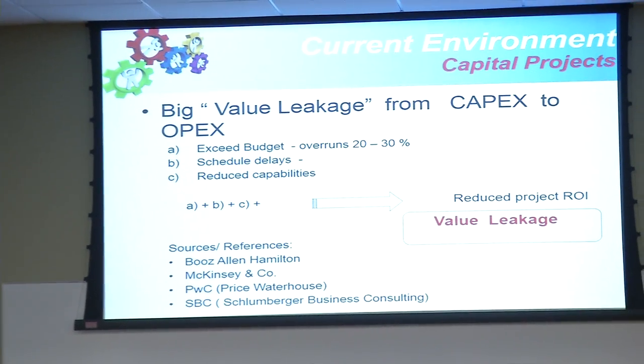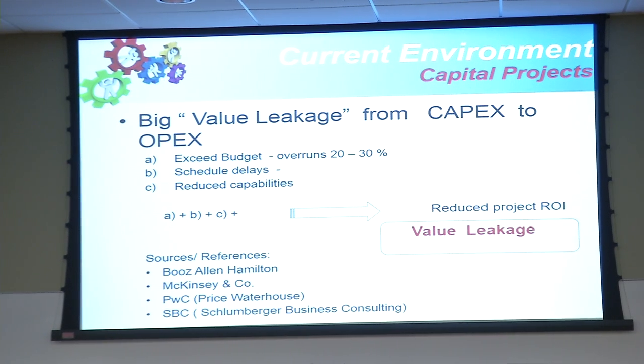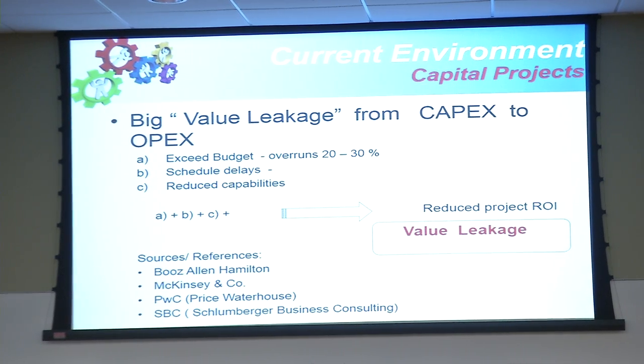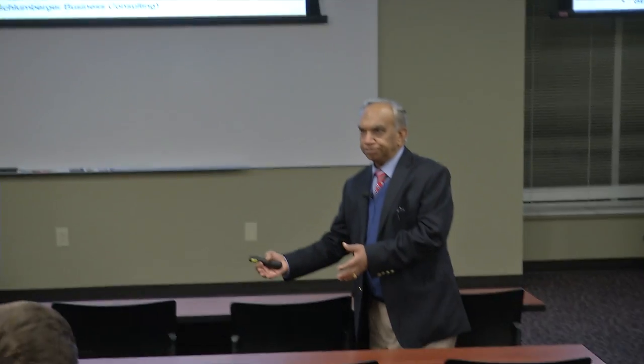Some of the issues we have in the current environment. Let's talk about capital projects: all our new projects or modifications, improvements, all those. There's a big value leakage from CapEx to OpEx. Sometimes somebody says, okay, this is a capital project, and hands it over to operations. What's happening? They exceed budgets, overruns, schedule delays, reduced capabilities. This is a big issue with big companies and even small companies.